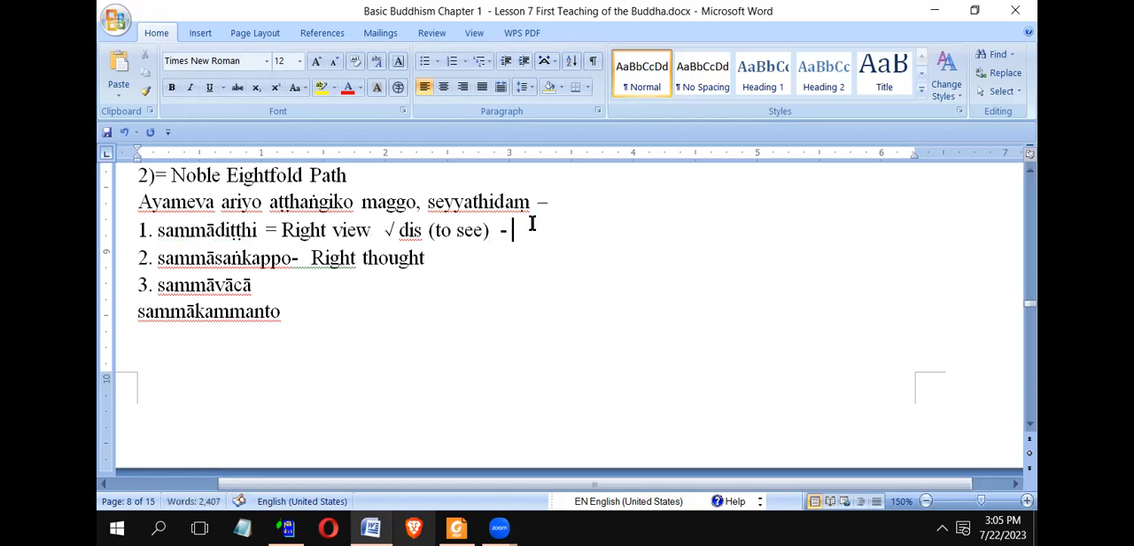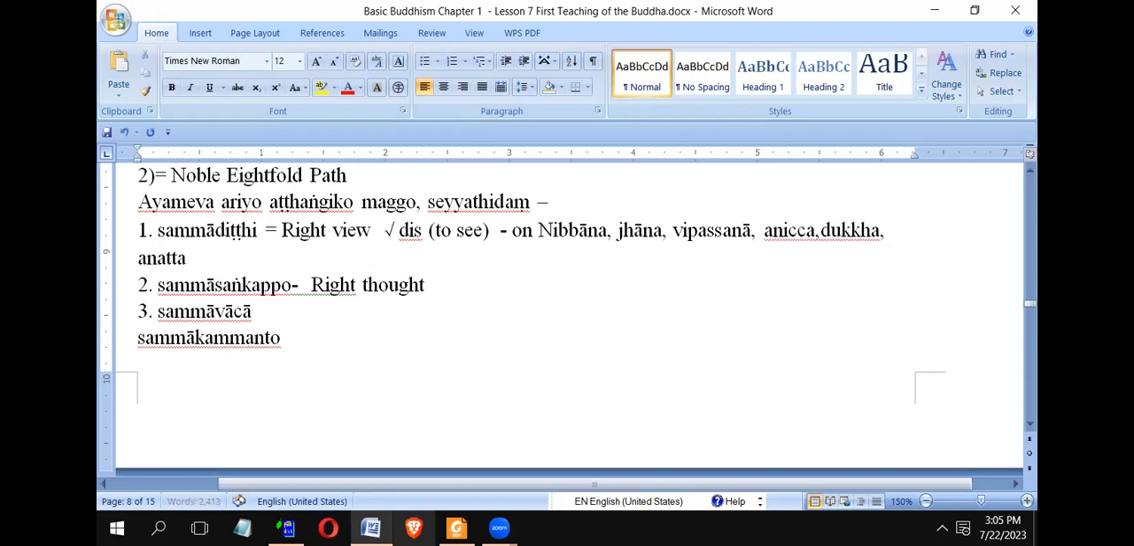Right view on nibbana, right view on jhana, right view on vipassana. Right view on the impermanent, anicca, dukkha, anatta. All these are right view. So after your right view, then you start to think in the right way, right? Right view and right thought. So these two are linked together.